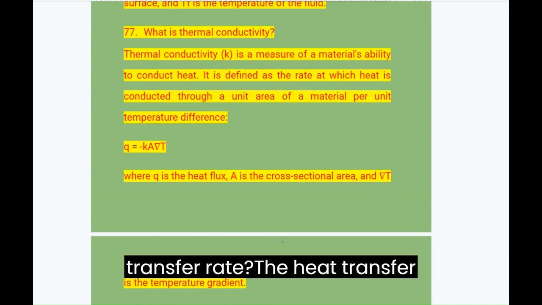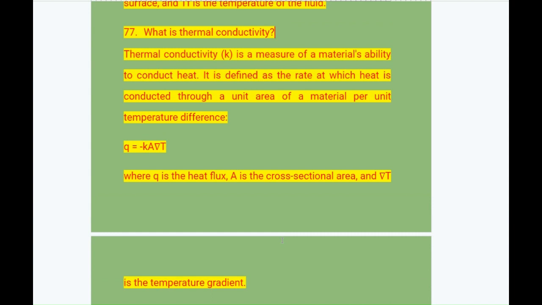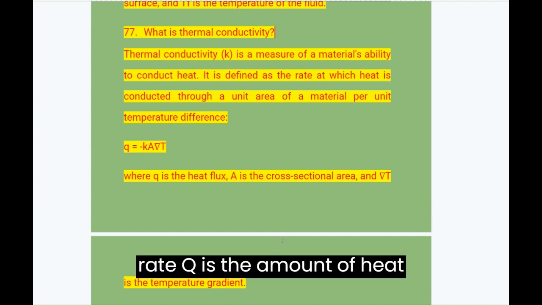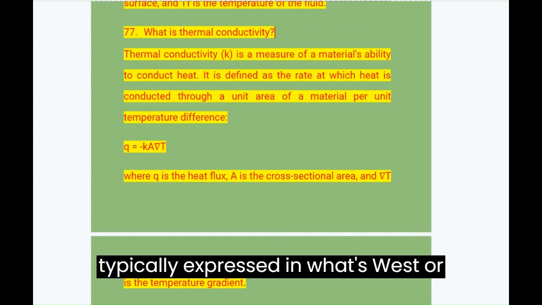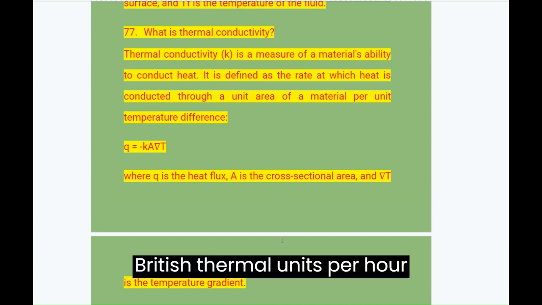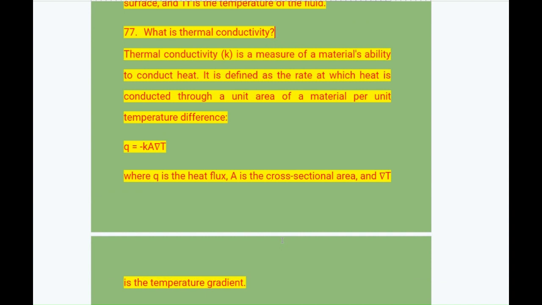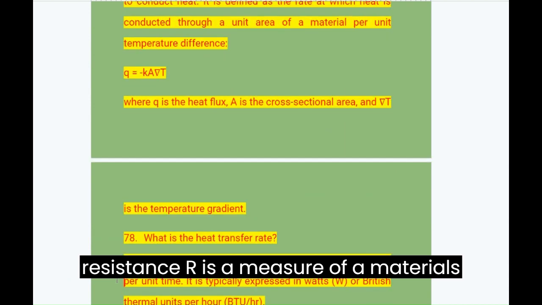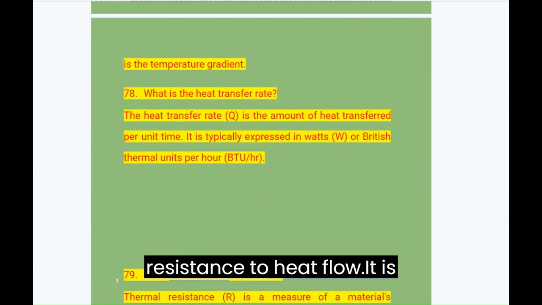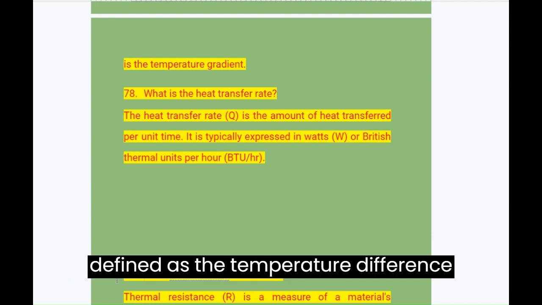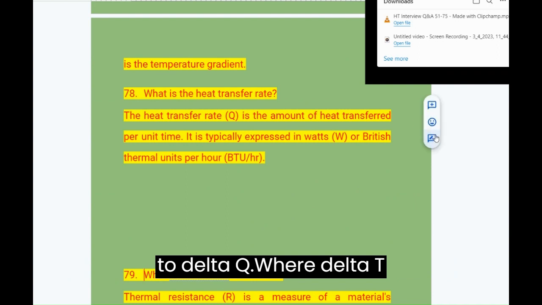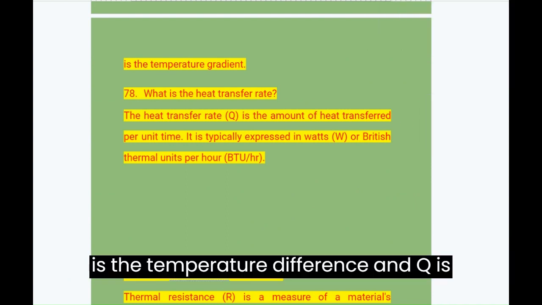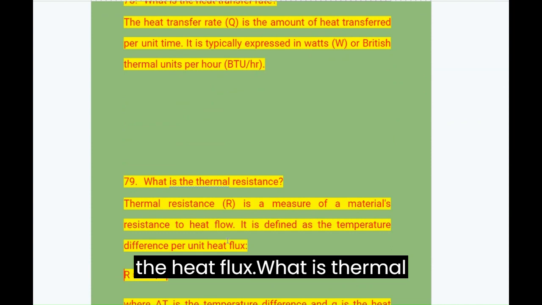What is the heat transfer rate? The heat transfer rate, Q, is the amount of heat transferred per unit time. It is typically expressed in watts, W, or British thermal units per hour, BTU/hr. What is the thermal resistance? Thermal resistance, R, is a measure of a material's resistance to heat flow. It is defined as the temperature difference per unit heat flux. R is equal to delta T over Q, where delta T is the temperature difference and Q is the heat flux.